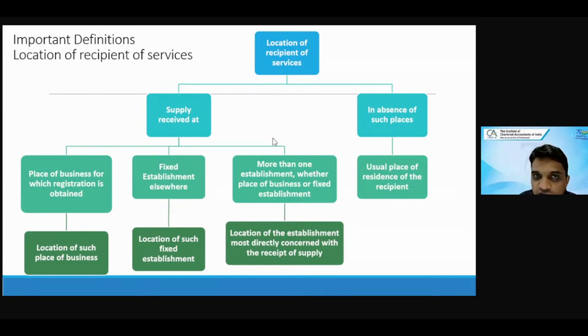Location of supplier of goods is defined, but location of recipient of goods is not defined, because it is not required. Wherever the goods are getting terminated, the place of supply, that is sufficient. But for services, the recipient can be at various places. That's why they have defined location of recipient of services also. Clear? Location of supplier of services, location of recipient of services. We are not yet into place of supply. Once we understand this, then we'll go to the place of supply rules.